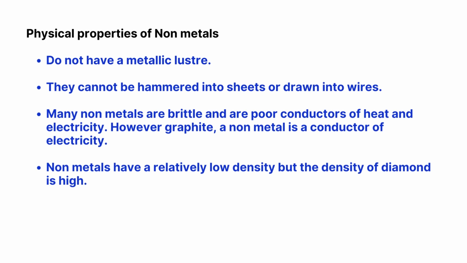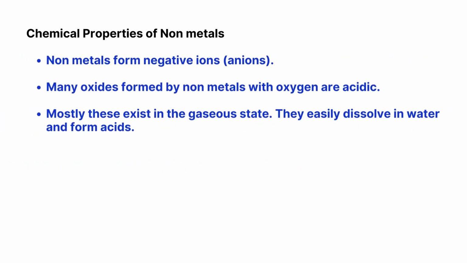However, graphite, a nonmetal, is a conductor of electricity. Nonmetals have a relatively low density, but the density of diamond is high. The chemical properties of nonmetals are: nonmetals form negative ions, anions.